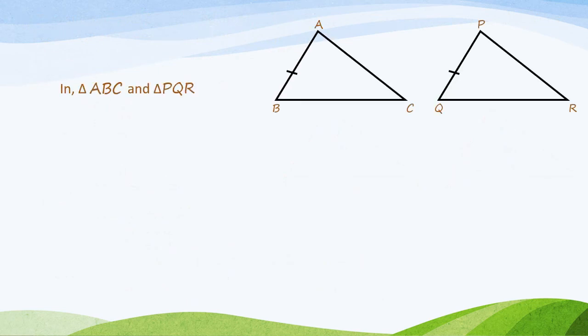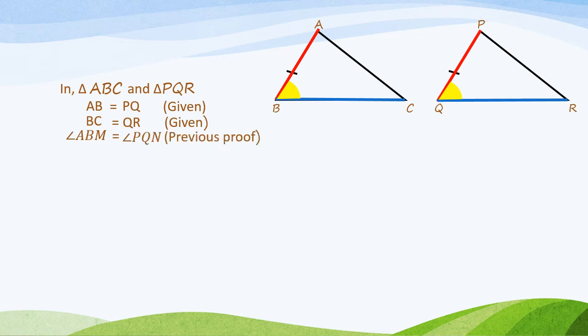So in triangle ABC and triangle PQR, AB is equal to PQ, that is given in the question. Similarly, BC is equal to QR, that is also given in the question. And angle ABC is equal to angle PQR, that is all by the previous proof. So by using the SAS congruency rule, we can say that these two triangles are congruent. That is, triangle ABC is congruent to triangle PQR. So hence proved.